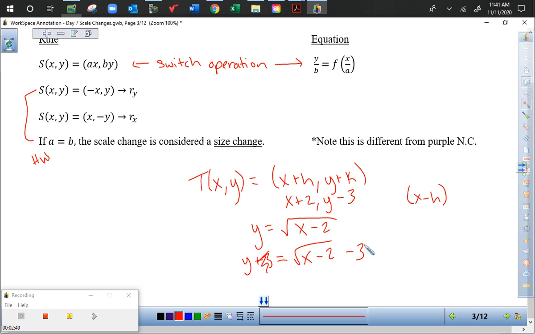So what we're going to do to talk about the scale change is, you'll notice this says a times x, but over here in the parent function it says divided by a. Same thing goes for this second part: this was times b, but over here in the equation it was divided by b, as long as it was with y. So that's how we're going to attack these scale changes and equations. We're just going to switch the operation and then simplify.